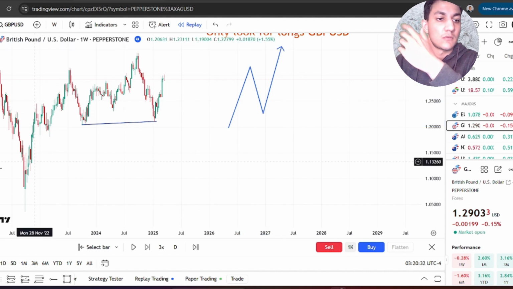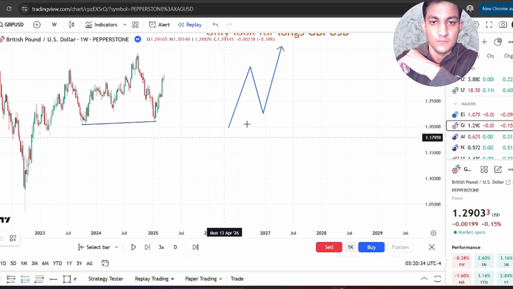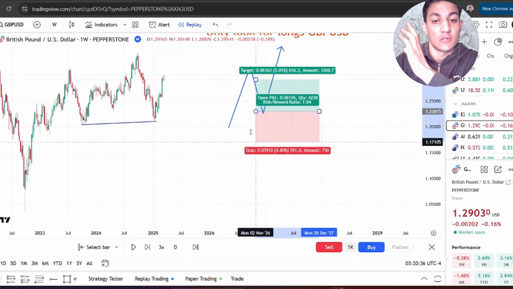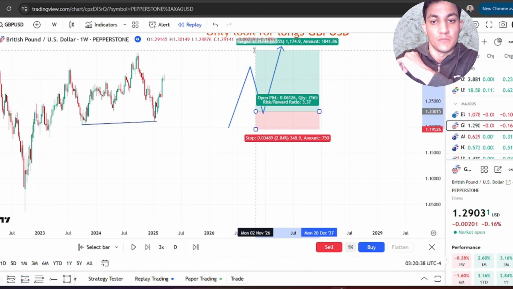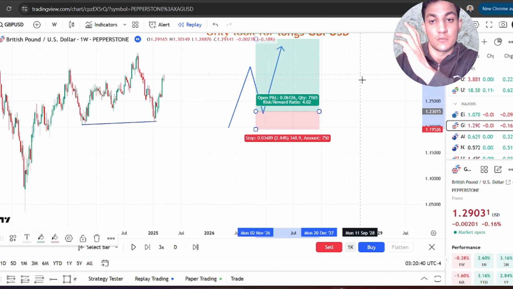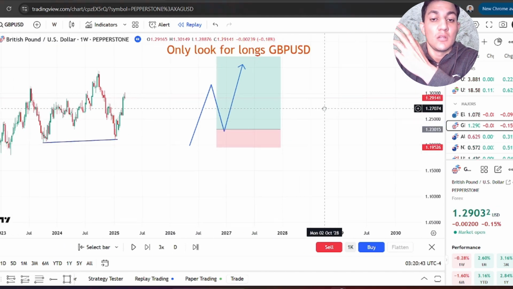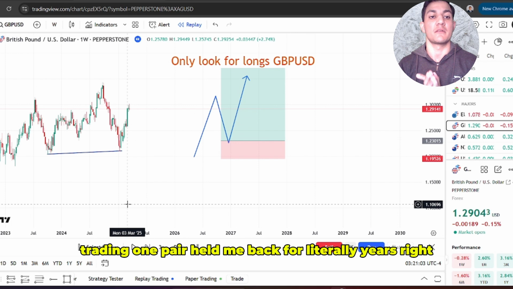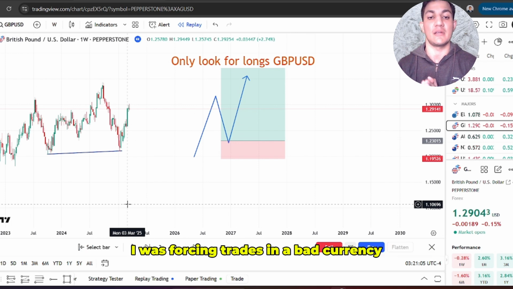just like it was for gold. And I'm not an advocate for crazy risk reward ratios, but in a strong currency, you can get whatever risk reward ratio that you usually look for. But yeah, trading one pair held me back for literally years. I was forcing trades in a bad currency.